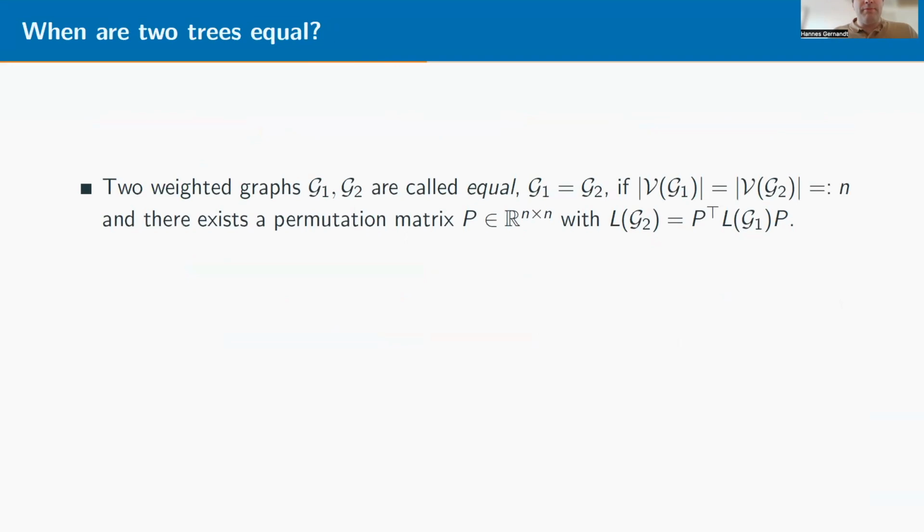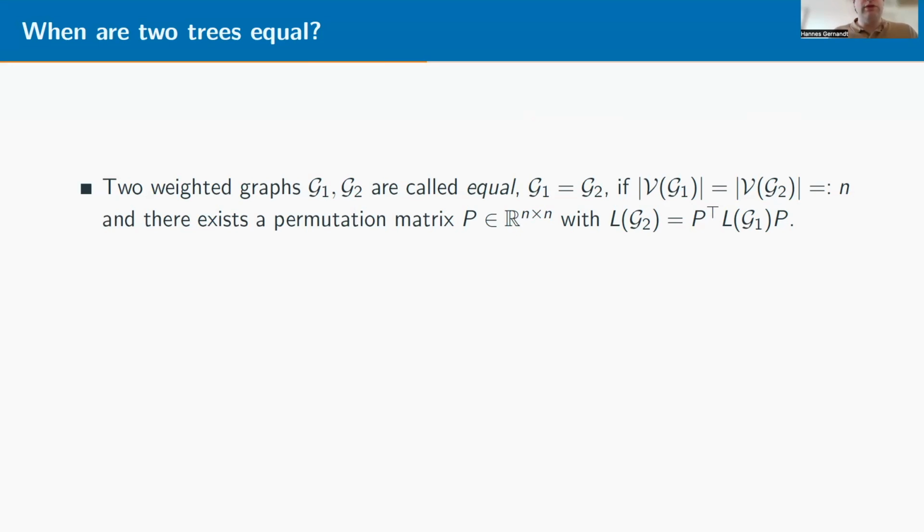So I spoke about equality of graphs. Let me be a little bit more precise now about what we mean by that. If we have two weighted graphs, then we define them to be equal if they have the same number of vertices and there exists a permutation matrix such that the graph Laplacians coincide. So you can just say you relabel the vertices, and then the graphs are equal.